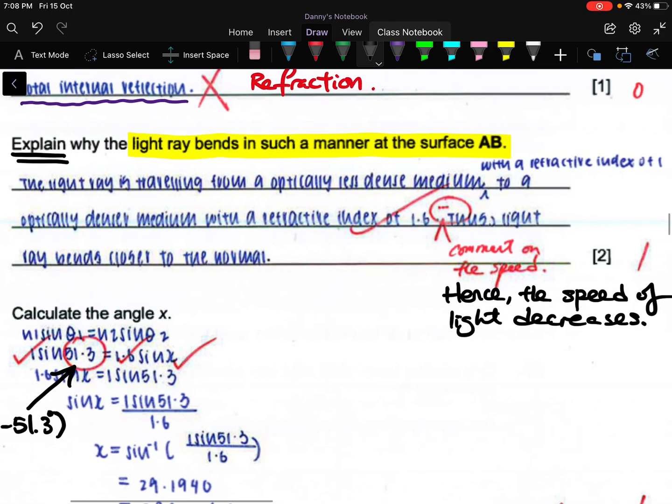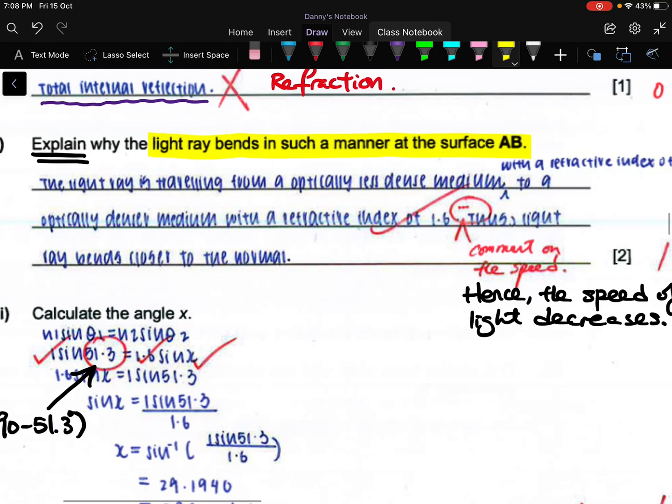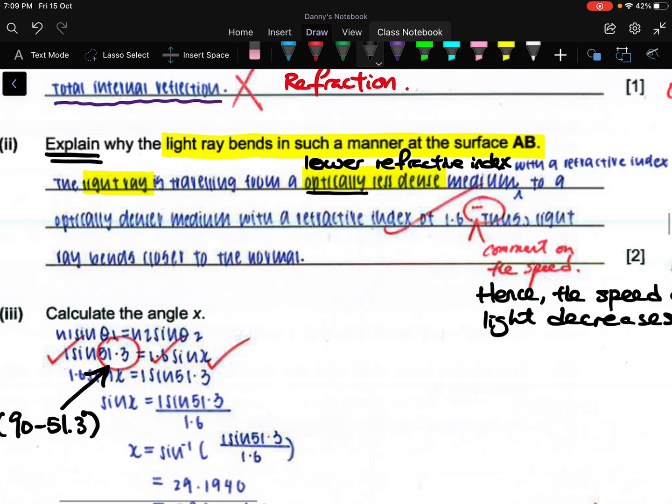In this case, first you must give me the first level of explanation: the light is entering from an optically less dense medium, or even better, from a medium of lower refractive index. I prefer to talk about refractive index, because sometimes you may forget to put in this very important keyword. So light travels from a lower refractive index medium to a higher refractive index medium, right?